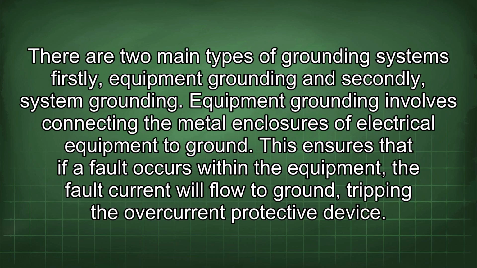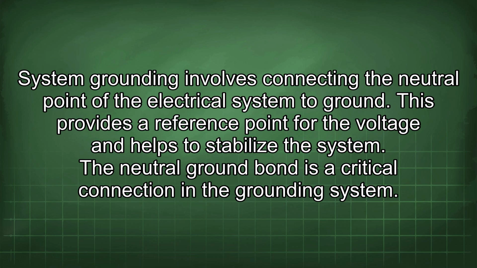There are two main types of grounding systems: firstly, equipment grounding, and secondly, system grounding. Equipment grounding involves connecting the metal enclosures of electrical equipment to ground. This ensures that if a fault occurs within the equipment, the fault current will flow to ground, tripping the overcurrent protective device. System grounding involves connecting the neutral point of the electrical system to ground. This provides a reference point for the voltage and helps to stabilize the system.